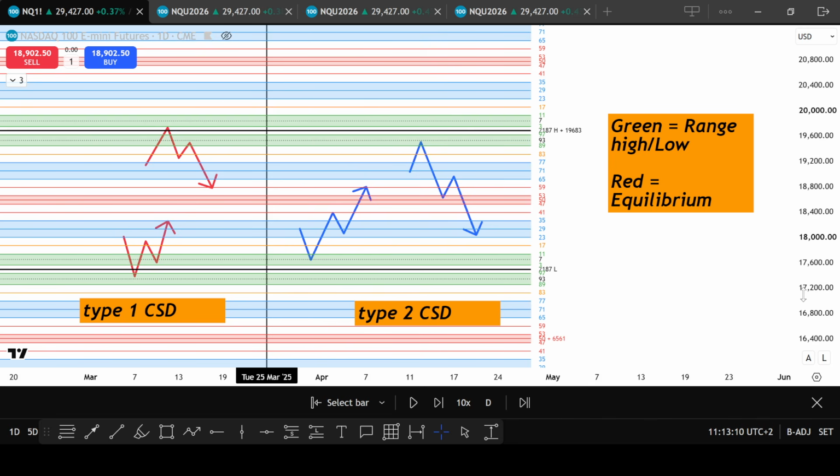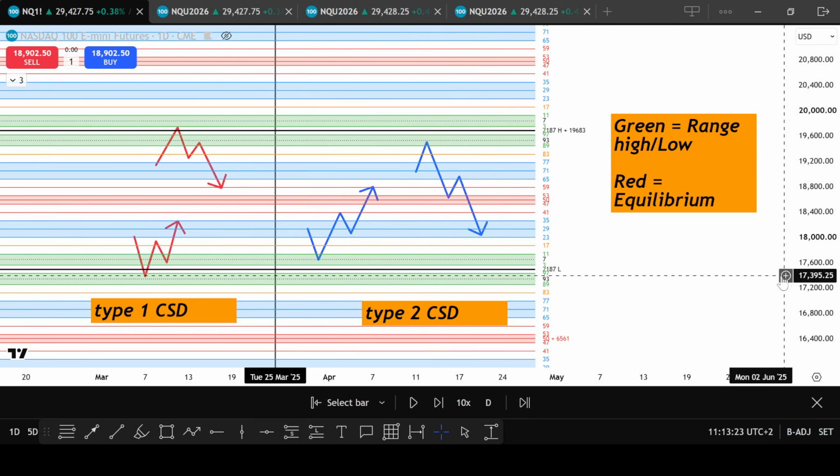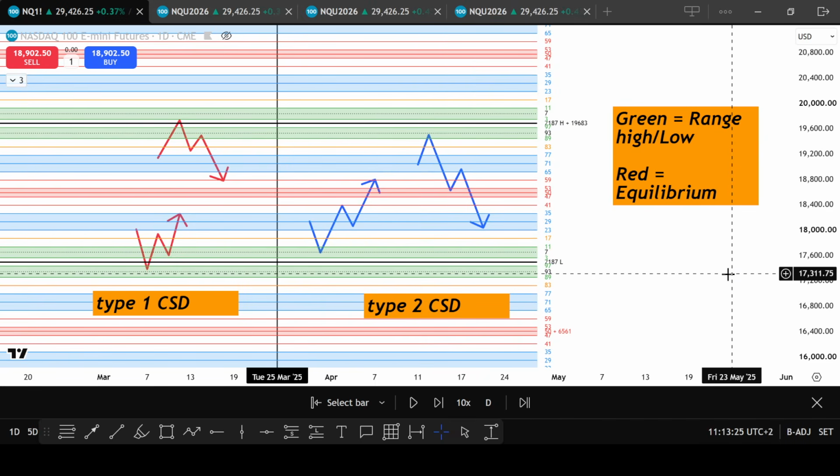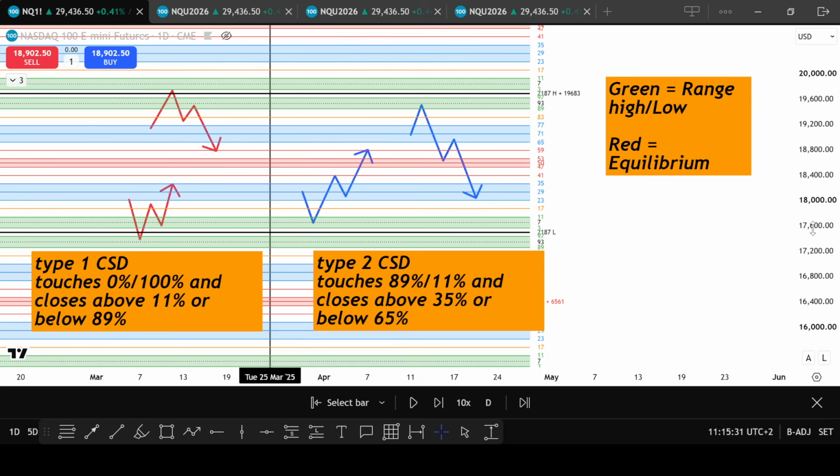All right, so here we have the schematics for a type 1 and type 2 CSD. The rules for type 1 and type 2 CSD are very straightforward and simple, and now I'm going to show them to you. All right, so here we have the rules for type 1 and type 2 CSDs.